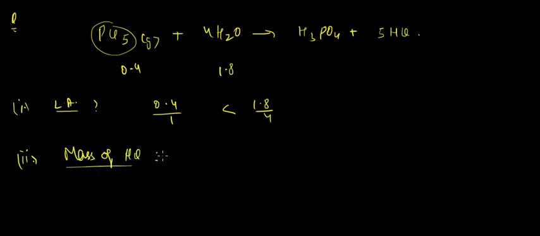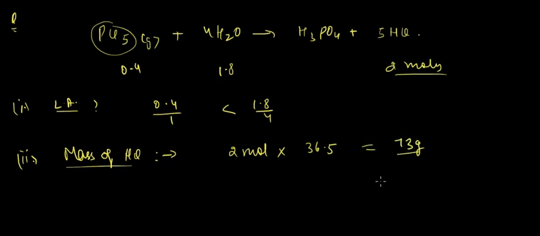Okay, so mass of HCl produced would be determined by PCl5. So 0.4 moles will give out 2 moles of HCl. Okay, so 2 moles of HCl into 36.5, which is the molar mass of HCl, that gives 73 grams of HCl that would be produced.